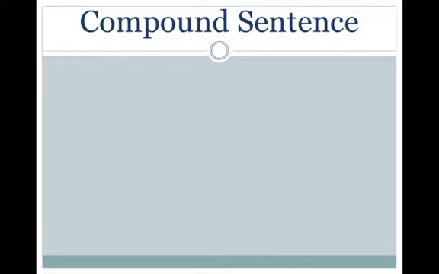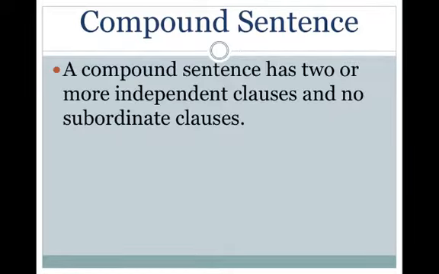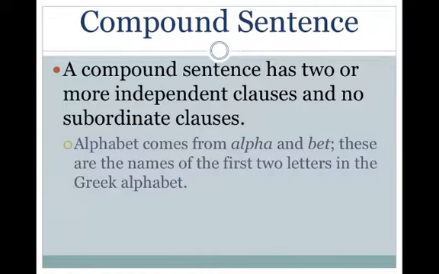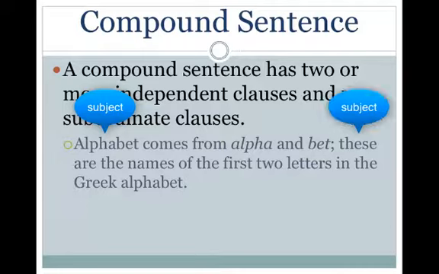The second type is a compound sentence. A compound sentence has two or more independent clauses and no subordinate clause. So it's kind of like two sentences. Here's an example. Alphabet comes from alpha and bet. These are the names of the first two letters in the Greek alphabet. In this case, there are two subjects, alphabet and these, and two verbs, comes and are.